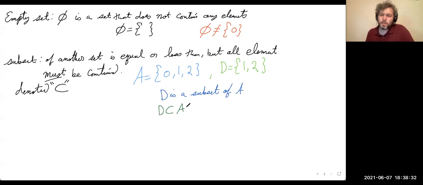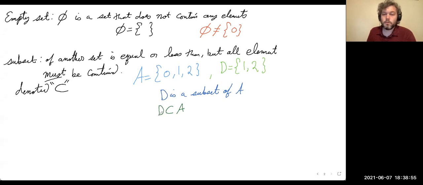When I think about subsets, I kind of think about inequalities that we may have seen in algebra, where you have less than or equal to, greater than or equal to, that kind of thing. Well, it's kind of like saying D is less than A, but even more so, it means that all of the elements in D are contained in A.